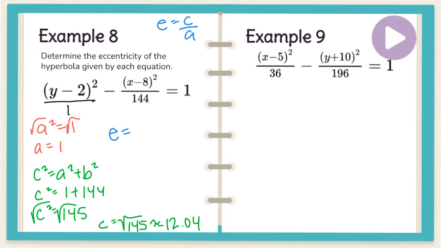E equals C over A, so that's going to be 12.04 over 1. So E equals 12.04.